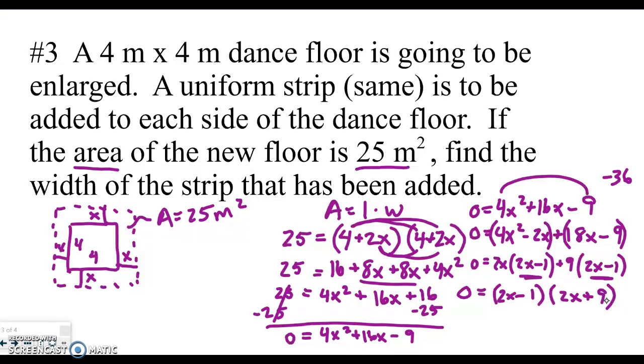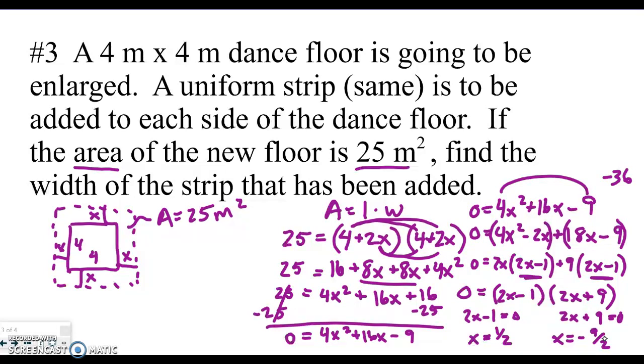So I am left with two factors that I just need to solve. 2x minus 1, 2x plus 9, both set equal to 0. Solve this one: if I add the 1 and divide by 2, I'm left with this. If I subtract the 9 from 0 and divide by 2, I'm left with this. So I have two answers.